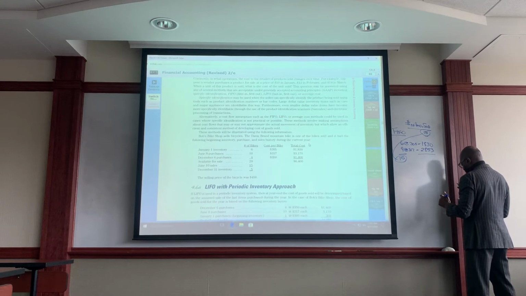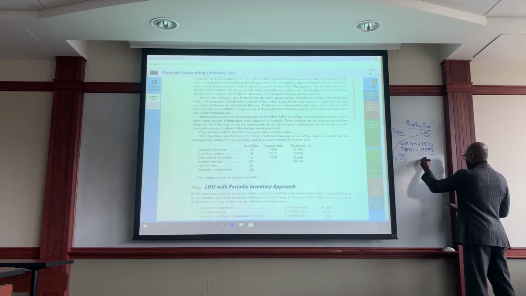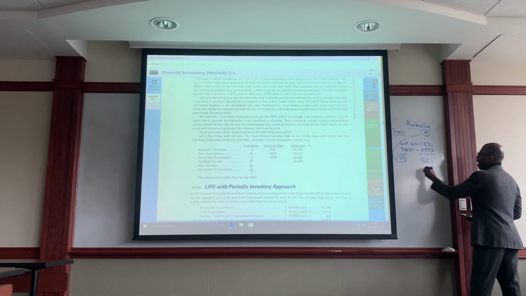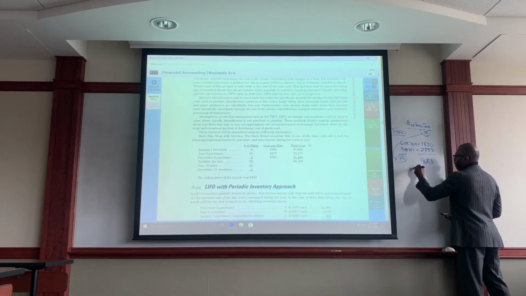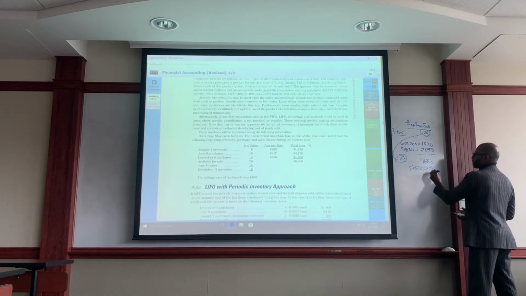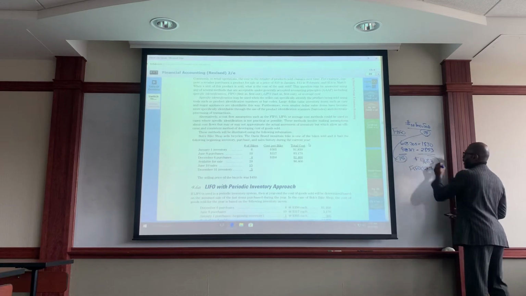And then we add the 2853 plus the 1830 to get 4683, which is our FIFO, very important to label it, cost of goods sold. This is FIFO cost of goods sold in dollars, 4683.